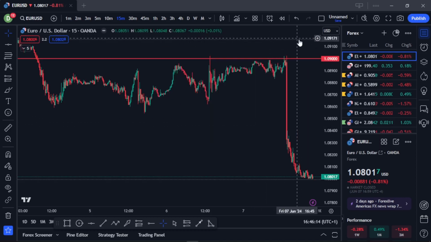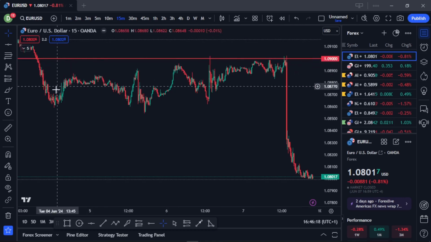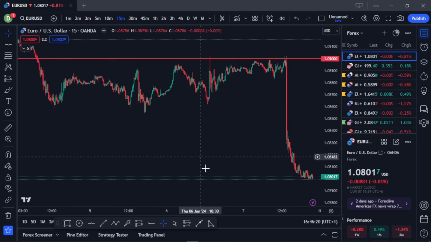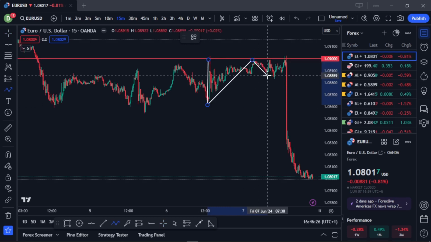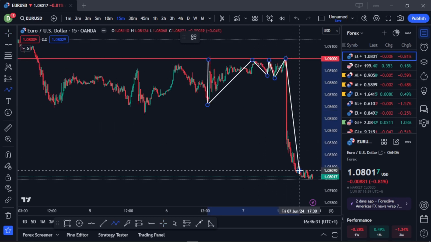Now take a look at this particular psychological level of 1.0900. You see that whenever the market gets there, it gets a push off immediately. Here is the first push off here. Then after this, the market pulled back into it, came back down a little bit, and then finally came into it. So psychological levels are very important in the market, and these psychological levels are whole numbers.